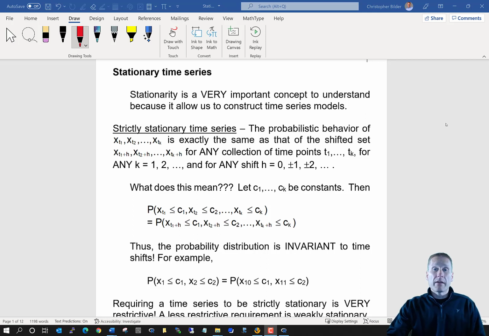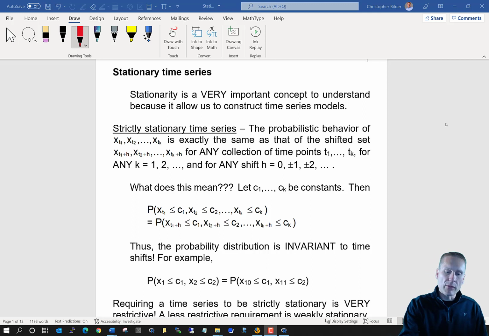Our next topic involves a concept called stationarity. We need a time series to be stationary in order for us to apply our various modeling methods that we will be talking about this semester. So to begin here, we're going to talk about two different definitions of stationarity.